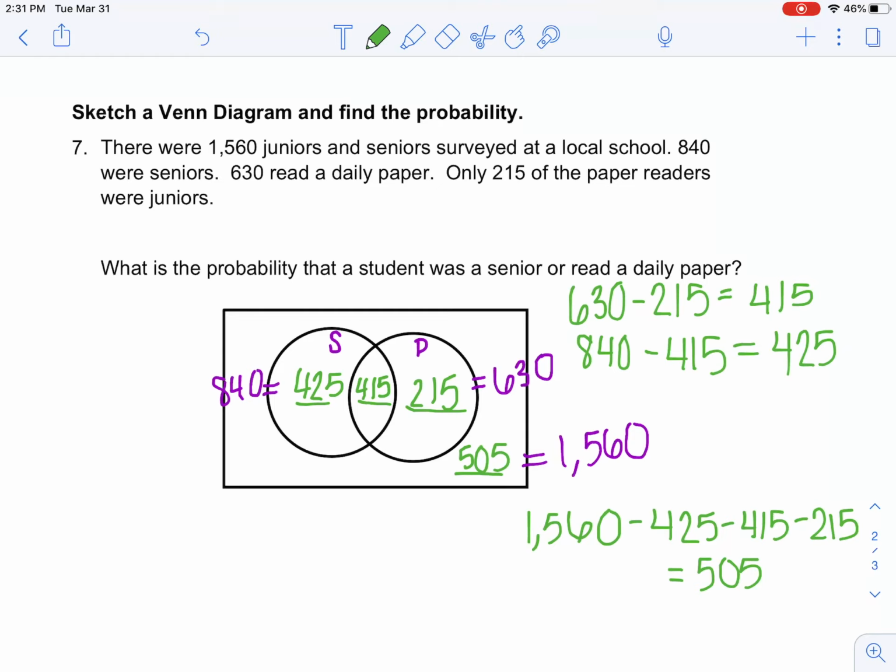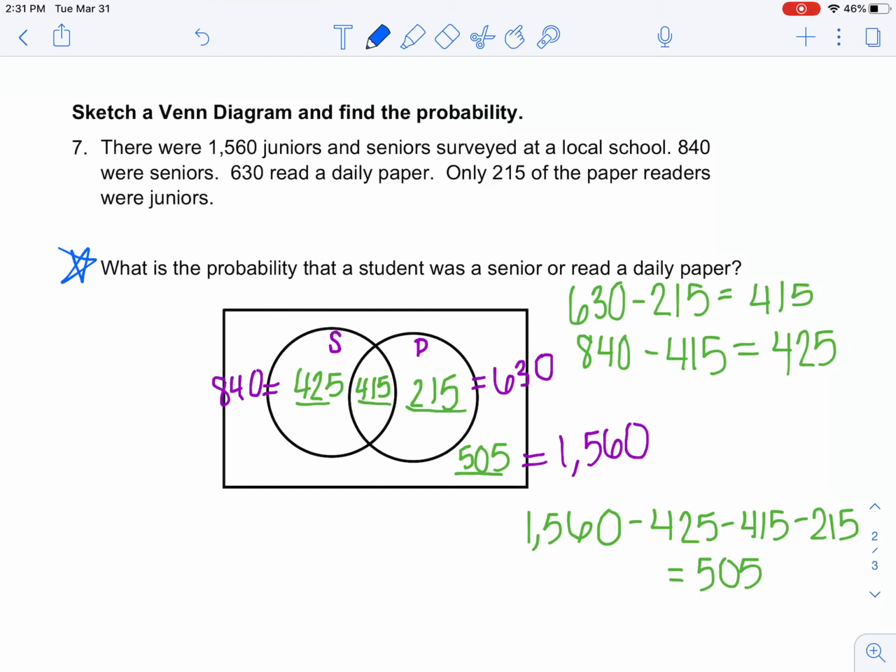Okay, now that we have our Venn diagram filled out, we can go ahead and answer the second part of this question. So let's take a look at that probability question. What is the probability that a student was a senior or read a daily paper? So, because we have an inclusive example, remember inclusive means that we did have an overlap, we'll start by adding together the two probabilities and then subtracting our overlap.